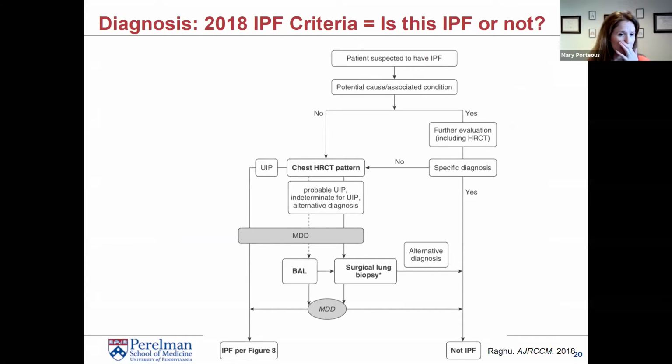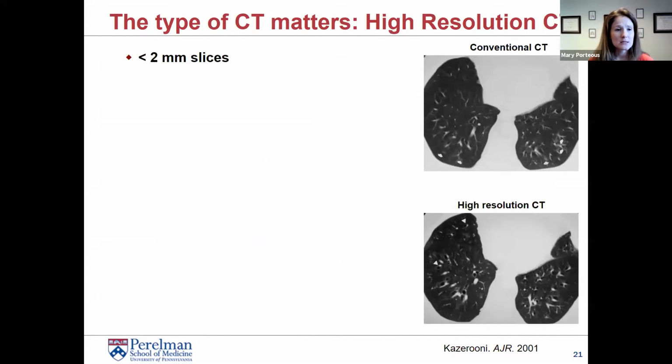So back to the ATS algorithm. We've gone through the potential causes. Now the biggest tool in our toolbox is the high resolution CT. So the CT matters, it has to be high resolution. You can see here anything that we define as high resolution is less than 2 millimeter slices. In a conventional CT scan, there are some non-specific findings here, and then this is better amplified by high resolution CT.